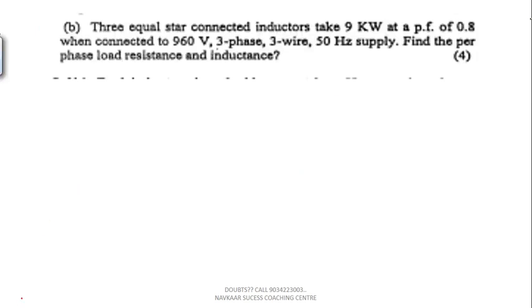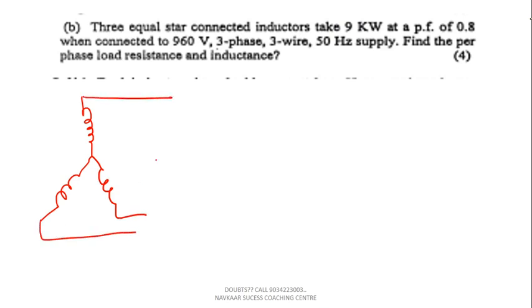Okay, next question. In the next question, they have said we are having 3 equal star connected inductors. Okay, I am drawing the diagram. 3 equal star connected diagram. Power is how much? 9 kilowatt. And power factor is how much? That is cos phi is equal to 0.8.